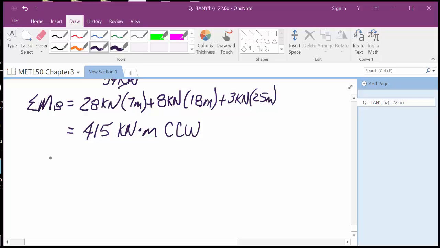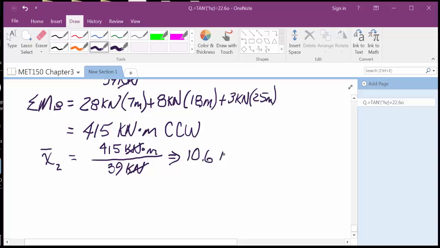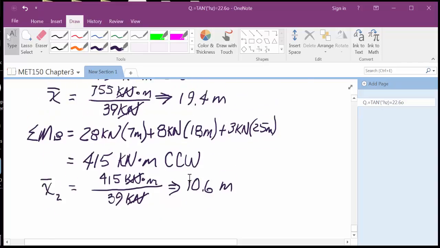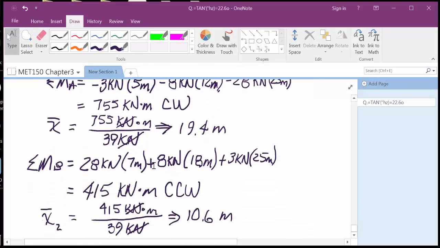So now, to find the new X bar, let's say X bar 2, it's 415 kilonewton meters divided by, what was that, 39? Yeah. 39 kilonewtons. They cancel out. What's 415 divided by 39? How much? 10.6. Uh-oh. Is that right? What was our, let's see, we had 19.